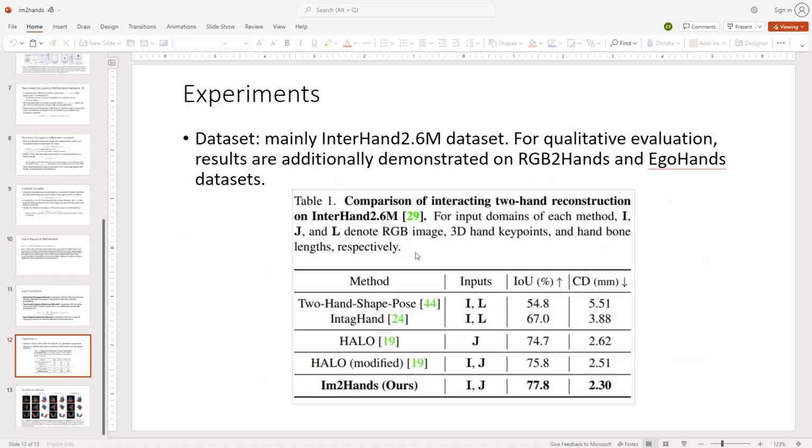For the experiments, they mainly use the Im2Hands 2.6M dataset, but for qualitative evaluation, they also use two other datasets. And this is really the main result. They compare with other existing methods. While Halo is only meant for a single hand, for just joints and a single hand, they modified it to be compatible with both hands and also take image encoding as an input. In the end, as you can see, this paper comes out on top in all the metrics.